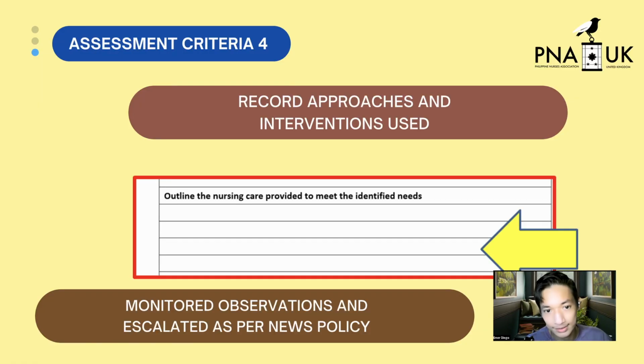Next, assessment criteria number 4, outline the nursing care provided. So the things that you provided to your patient, let's say you administered analgesia, you will be writing it here. So basically, you're rewriting the things you've written on the section of your care plan which talks about the nursing care provided. Remember, you have two care plans identified during planning. So let's say the example below, monitored observation and escalated as per NEWS policy. You will be writing it here.